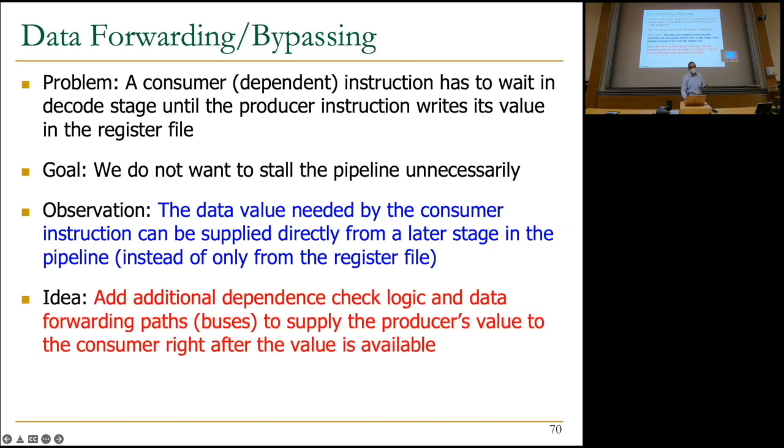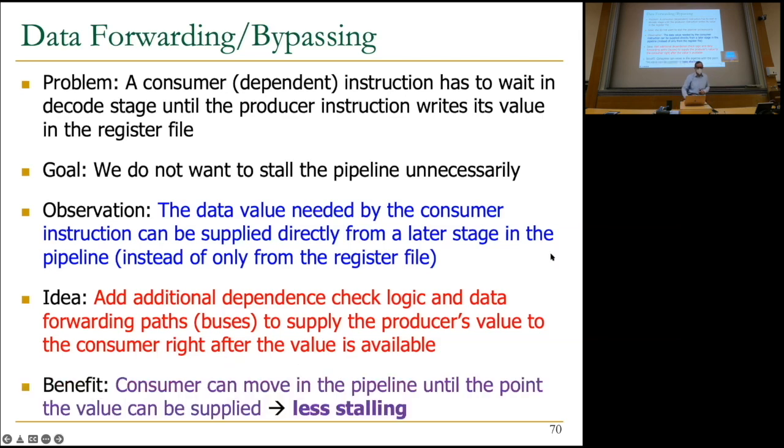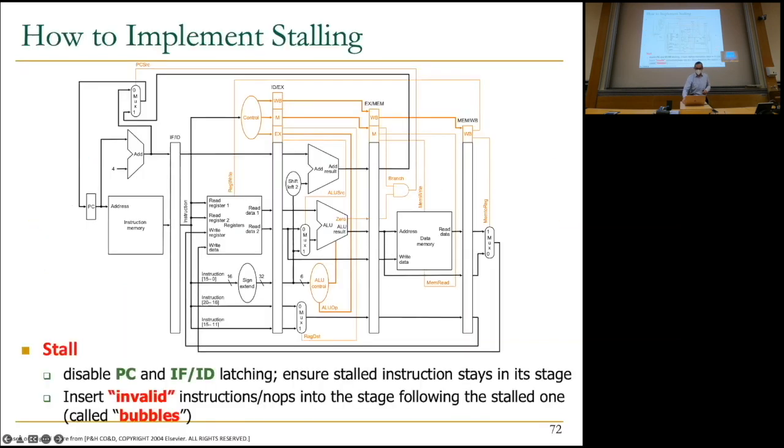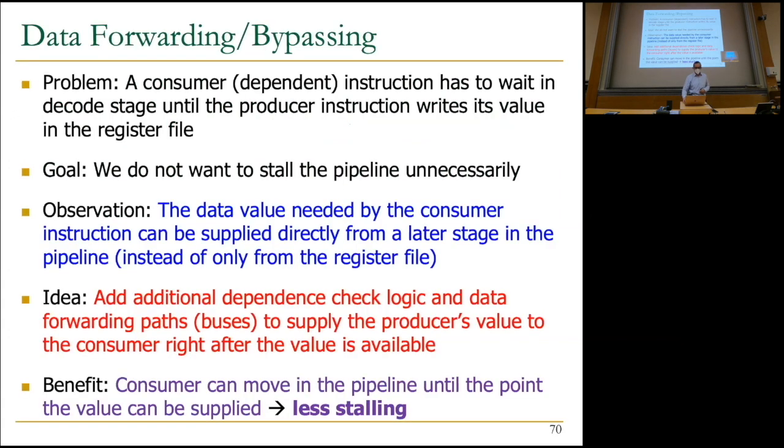So the idea here is to add additional dependence check logic and data forwarding paths, meaning buses, to supply the producer's value to the consumer right after the value becomes available, or maybe after you latch it. Latched is maybe better, actually, as we will see. The benefit is the consumer can move in the pipeline until the point the value can be supplied, so you get less stalling. Does this make sense? Let's take a look at an example soon. Any questions on this? We're going to look at how to do this, of course.